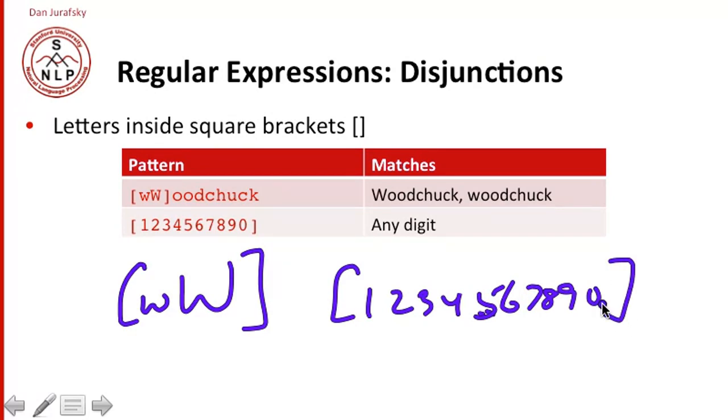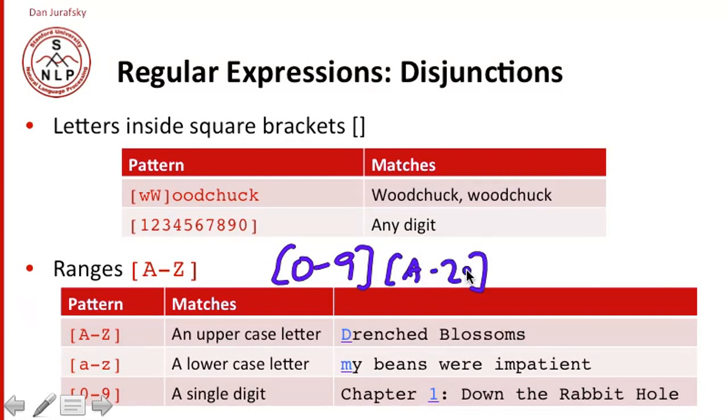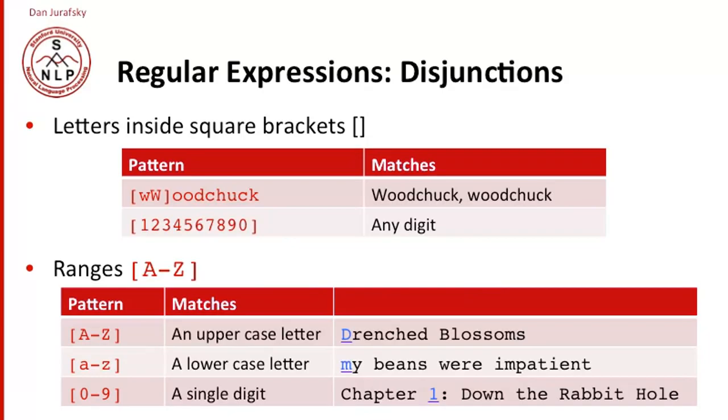Now that was kind of annoying to write. So what we'd like to do instead is have little ranges. The range 0-9, so square bracket 0-9, means any character inside that range. And the range A-Z means any capital letter between A and Z. So let's see if we can see how that works.